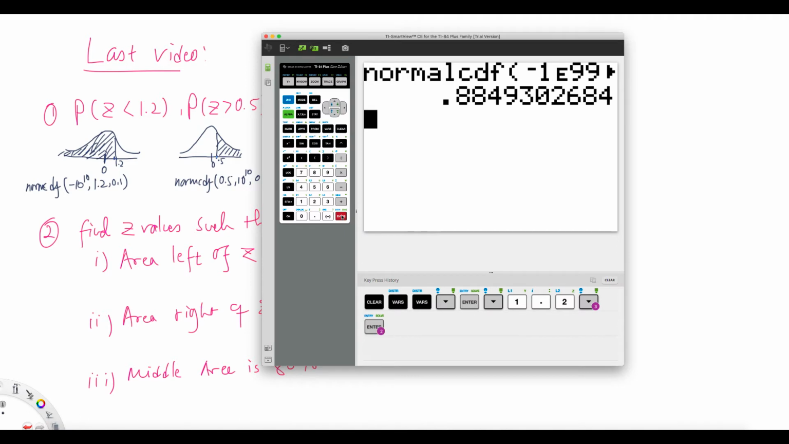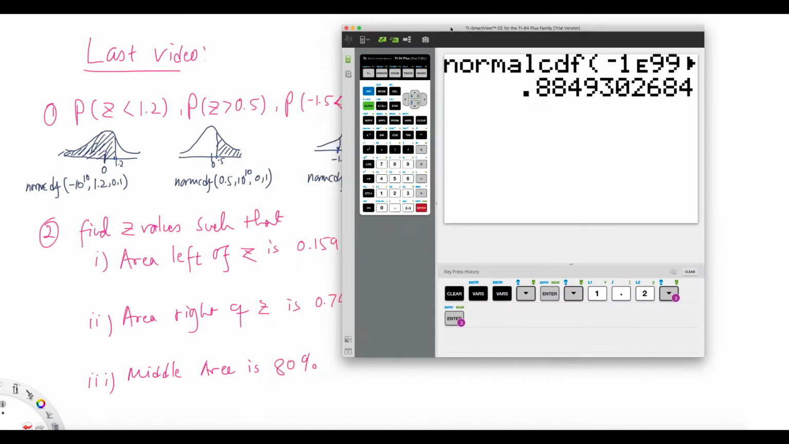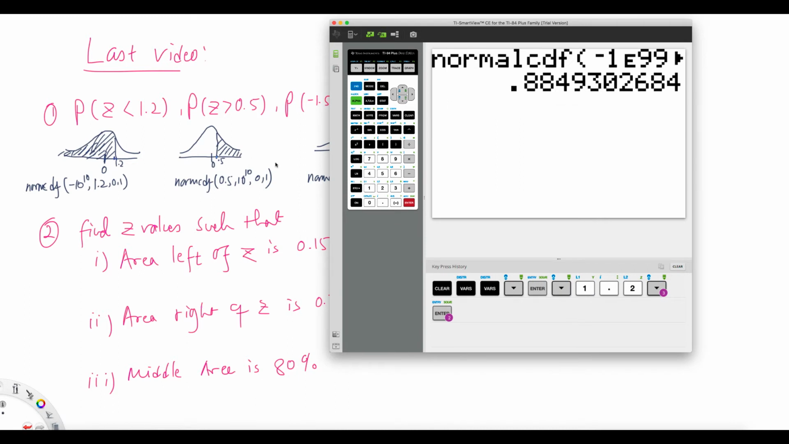So you get the answer to the first question, 0.8849. That is the area left of that. And that makes sense, because the area left of 0 is 50%, 0.5, so the area left of 1.2 will be bigger than that, and we got that. For the second one, if you want to find the area right of 0.5, the left bound for this shaded region is 0.5, and the right bound will be infinity, or you can say 10 to the 10. So let's do that one.